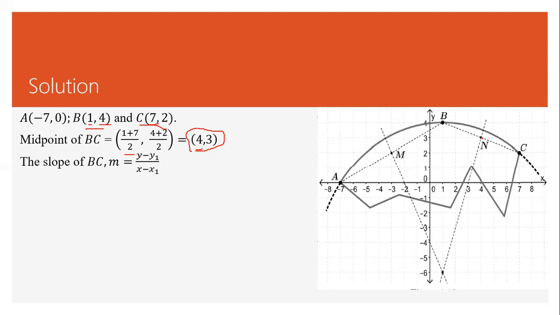Next is the slope of BC. So m is equal to y minus y sub 1 over x minus x sub 1. To determine this, the slope of the bisector line is the inverse of the slope of BC.